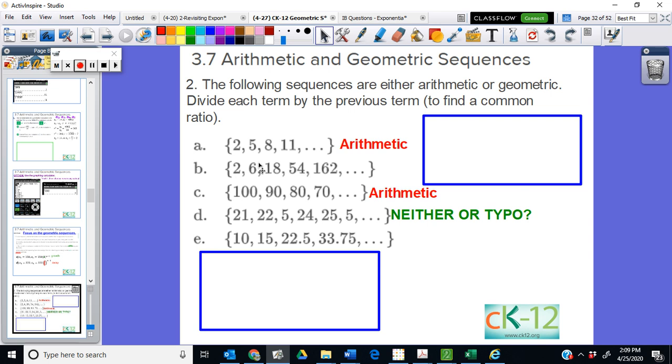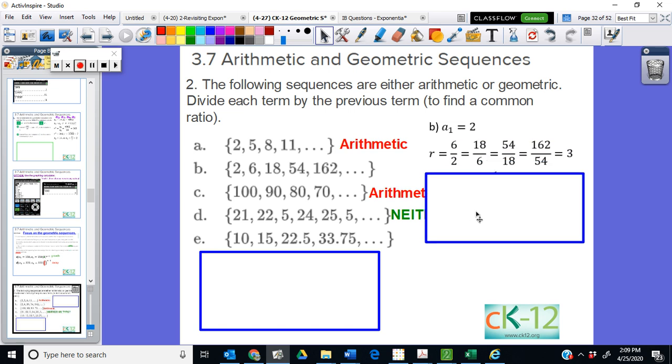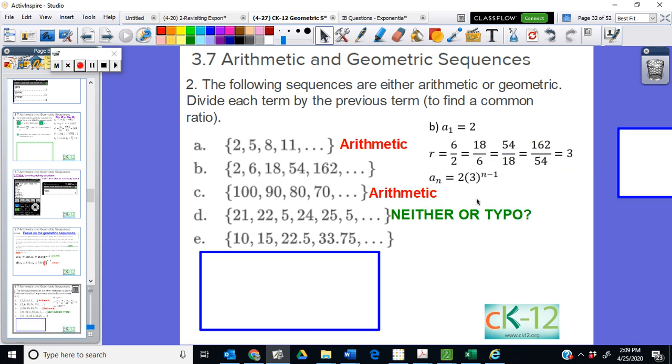So when we look at B, notice the first term is 2, and then we go to 6. Well, 2 times what gives us 6? 6 times what gives us 18? We see that as 3. So the common ratio is 3. And so here is the model for part B. It doesn't ask you for that model, but I encourage you to try to build those models whenever you can.